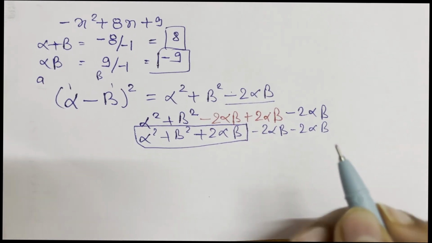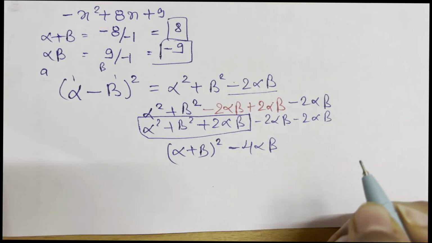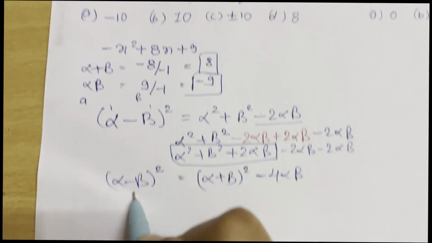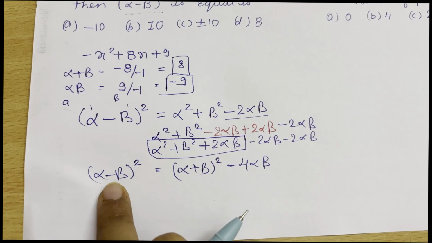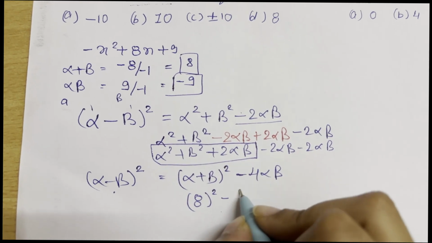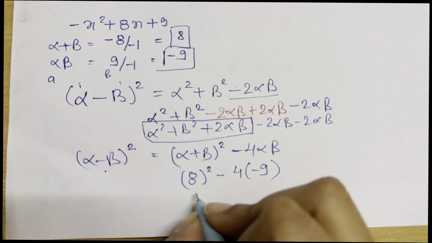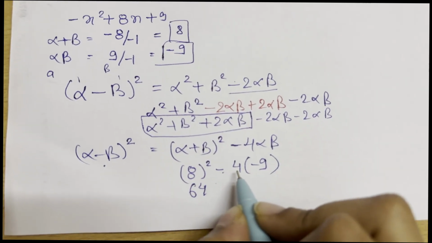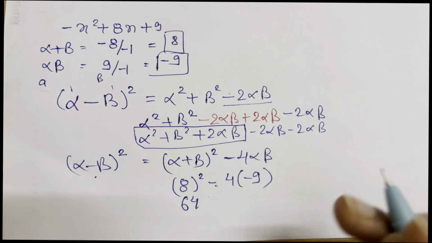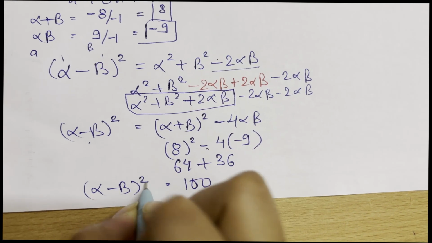So this can be rewritten as: on taking this, it becomes alpha plus beta whole square minus 4 alpha beta, which equals alpha minus beta whole square, and we are asked to find alpha minus beta. On taking the square root, we can solve it. So we have alpha plus beta is 8, so 8 square minus 4 alpha beta, alpha beta is minus 9. 8 square is 64, and when minus is multiplied with another minus, it becomes a positive number and we get plus 36. So 100 equals alpha minus beta whole square.